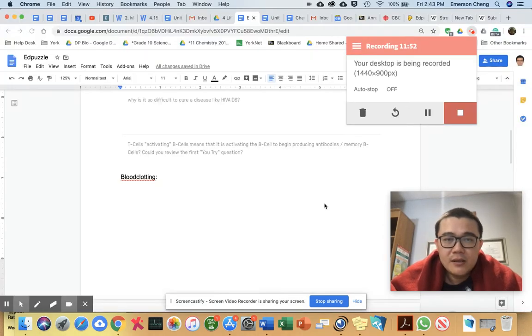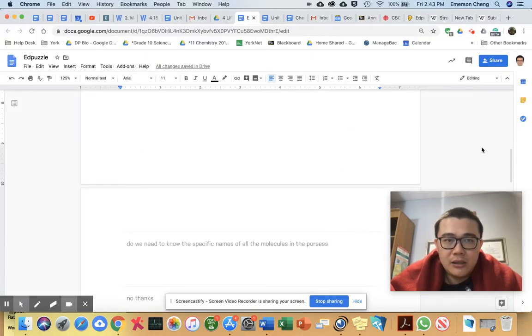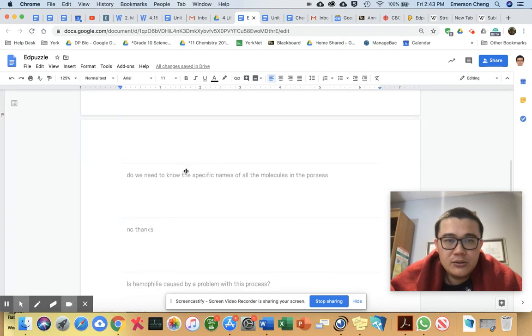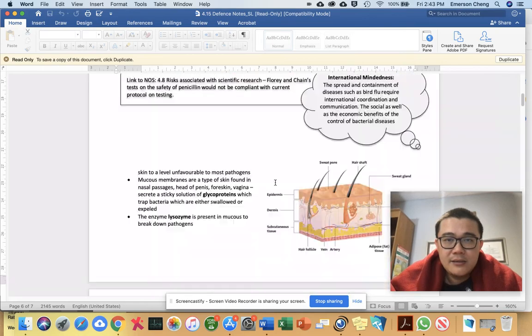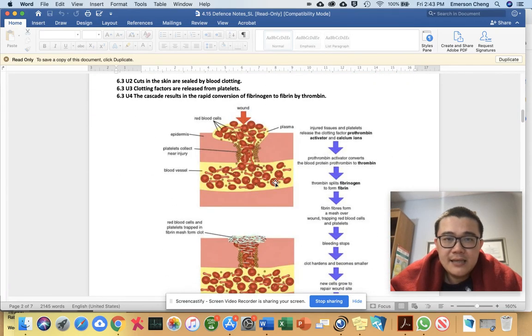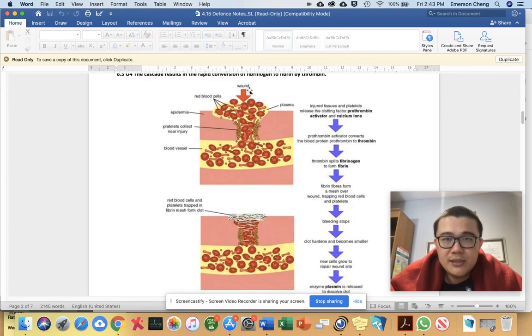Okay. Now, blood clotting questions. Do you need specific molecules in all the process? Yes, and only up to this diagram. Okay, so up to this diagram and this column, those are the things that you need to know. And I think some of the cognitive questions that I assigned to you guys need you to know these terms. So make sure you know them.